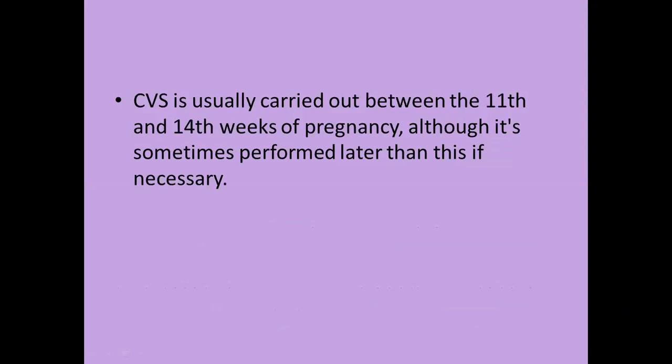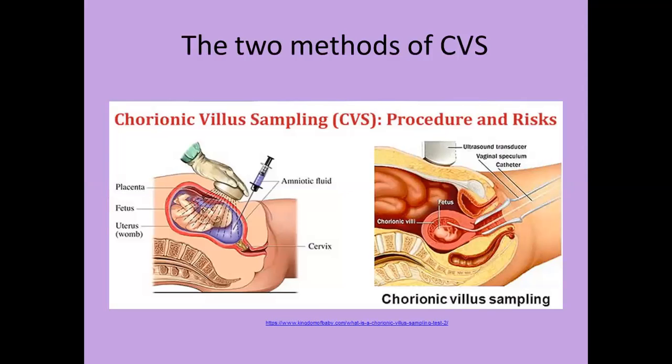This is one of the pluses. It can be carried out earlier than amniocentesis. So if a couple is concerned, it's an advantage to actually have chorionic villus sampling done, in that it can be done earlier than amniocentesis. So it's usually carried out between the 11th and the 14th week of pregnancy, but sometimes later than this if necessary.